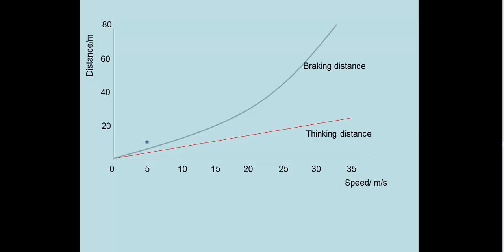Stopping distance is the sum of these, so at 5 meters per second, if we add this value and this value, we get somewhere around here. At 10 meters per second, it would be about here, and so on. This gives the stopping distance.